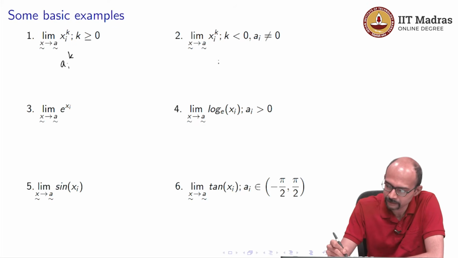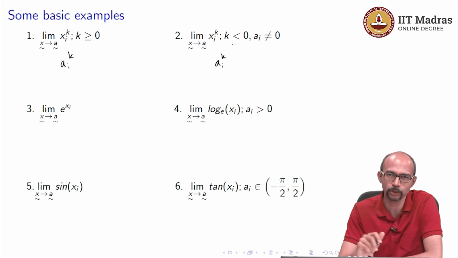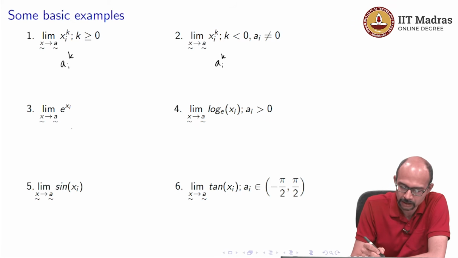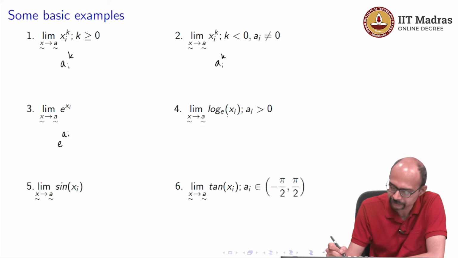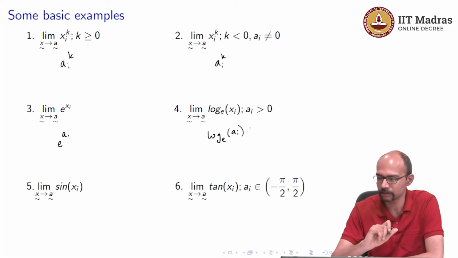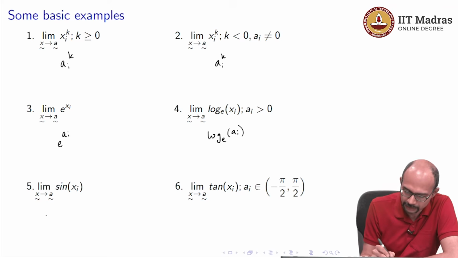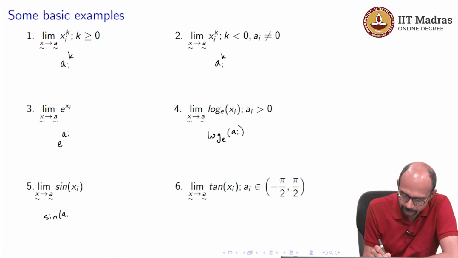Similarly, for the second one, you will get a_i to the power k, because here we have assumed that a_i is non-zero. So, even if your power is negative, meaning this k is negative, the same argument will hold. How about e to the power x_i? Well, this will go to e to the power a_i. How about log of x_i? Well, again, if a_i is positive, this is going to be log of a_i, and then sine of x_i will go to sine of a_i.